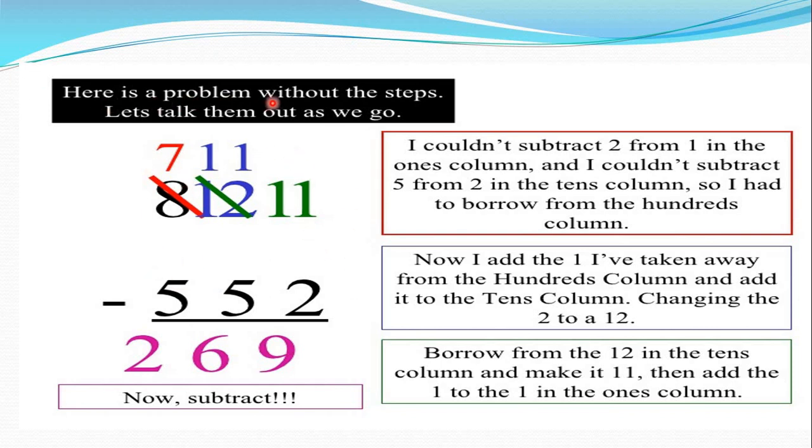Here I am reading. Here is a problem with steps. Let's talk them out as we go. I could not subtract 2 from 1 in the ones column. Okay, this is the ones column, this is the tens column, and this is the hundreds column. And I could not subtract 5 from 2 in the tens column, so I had to borrow from the hundreds column. When we borrow, here we see 12, but why is 12 coming? 11 plus 1 more, 12. 12 minus 5, so how many comes? 11 minus 5.